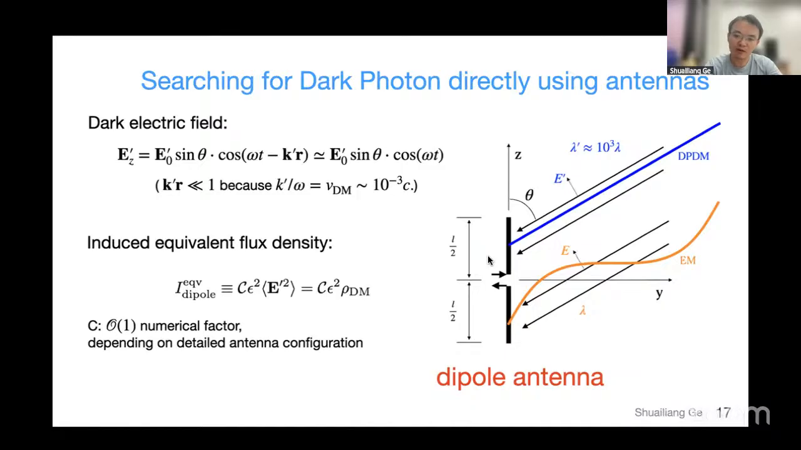And when the dark photon dark matter comes, the effective dark electric field will drive the electrons inside the bars to oscillate. And these oscillating electric currents will be recorded by the detector. So this is one way to detect the dark photon. Dark photon induces the oscillating currents just in the same way as the standard model photon does. But the difference is that the strength is much smaller, suppressed by epsilon squared, actually.